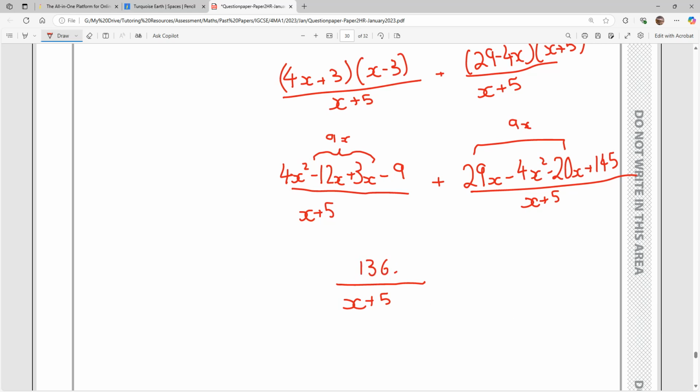When we get to this point, it's always a good idea to factorize the top and the bottom to see if we've missed any simplifications at any point. But given that we've only got a number at the top, and no coefficient with the x, this would currently be in its simplest form. I would finish that.